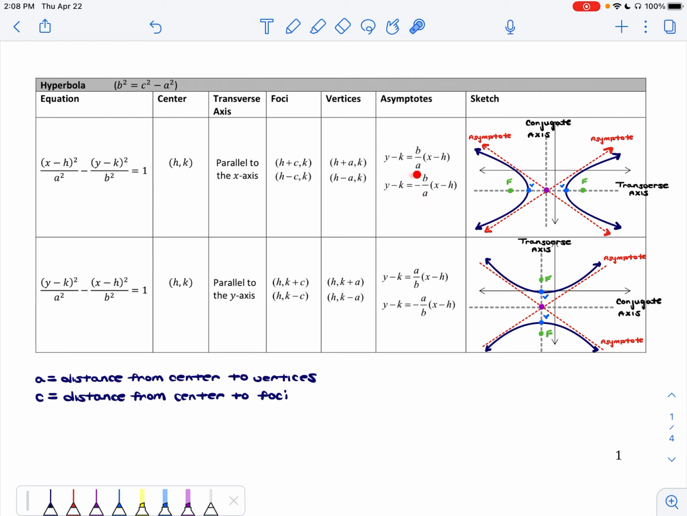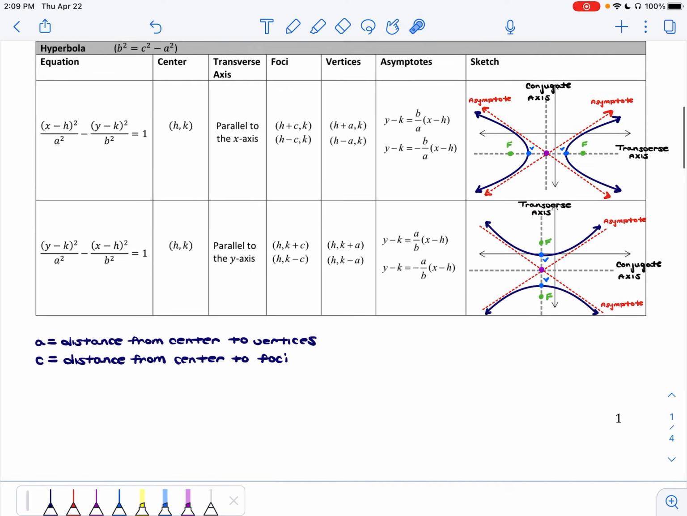The best way that I can help you remember whether it's b over a or a over b is to just remember that slope is always rise over run, so slope is y divided by x. If we focus on these numbers that are underneath our x squared and our y squared terms, for the horizontal transverse axis, if we're thinking y divided by x, we would have b divided by a as our slope. And in the case where our transverse axis is vertical, y divided by x is a divided by b for the slope. Okay, so these are the equations of our hyperbolas.